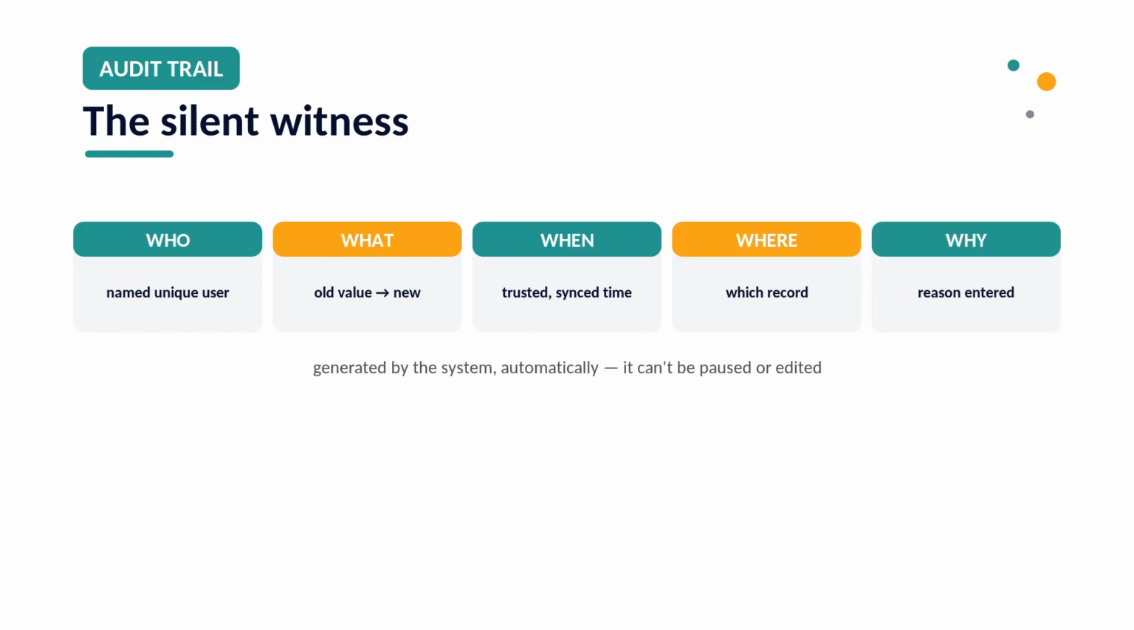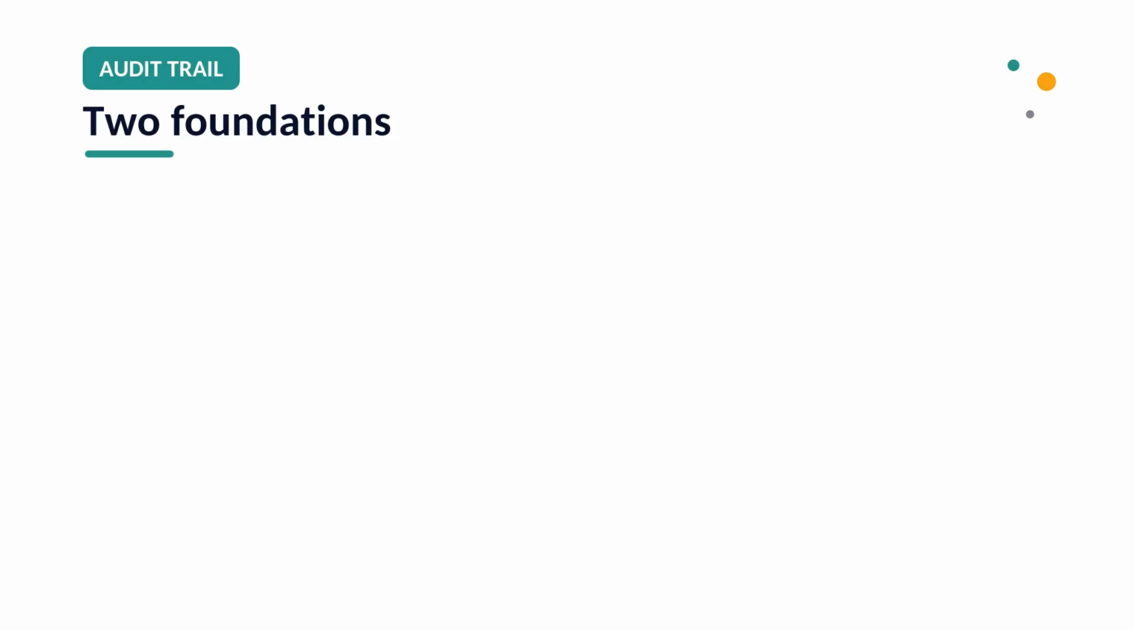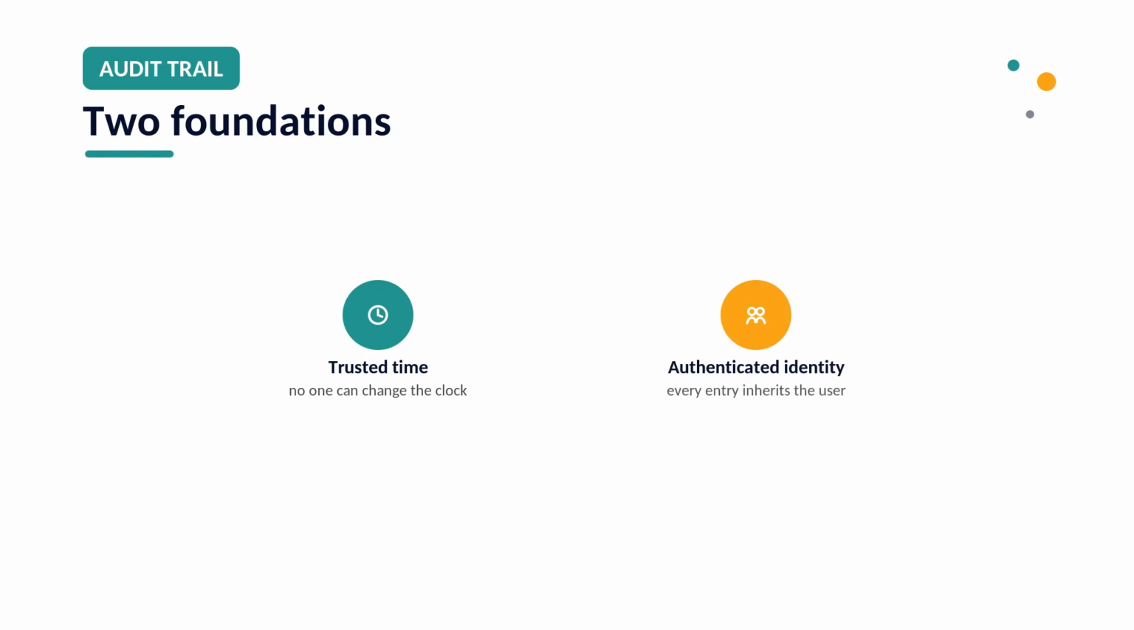The key word is automatically. The trail is generated by the system, not the user. It's contemporaneous, it can't be paused, and it can't be edited. It rests on 2 foundations. Trusted time. Every clock synchronized to a controlled source, and no one, not even an admin, able to change it quietly. Results dated before their injections are an instant red flag. And authenticated identity. Every entry inherits the unique logged-in user from access control, which is why the 2 work together.